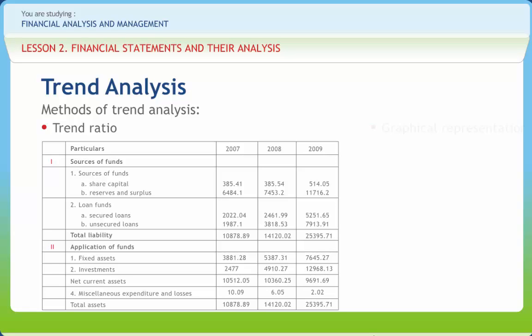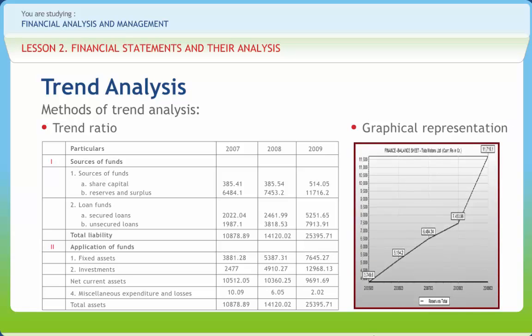Second is graphical presentation. In graphical representation, trend of any accounting parameter or ratio can be graphically presented against time, normally years.